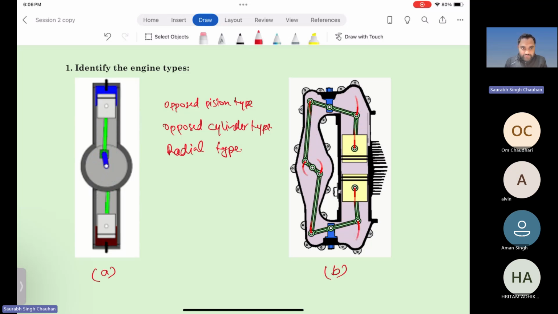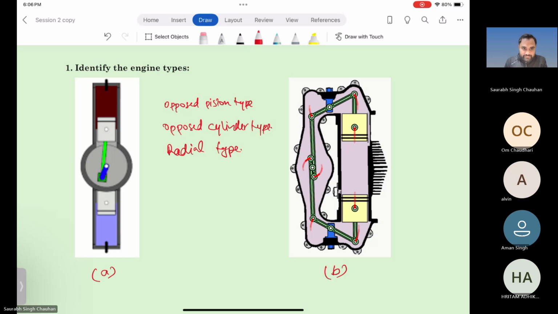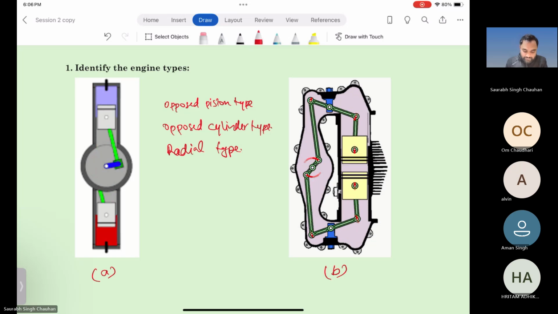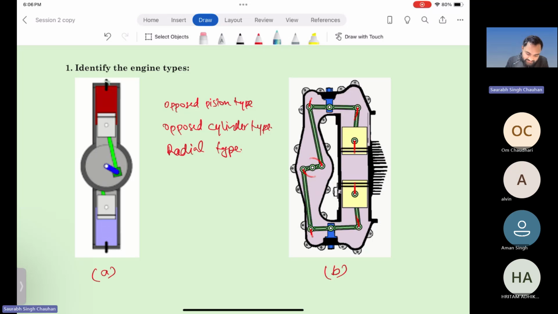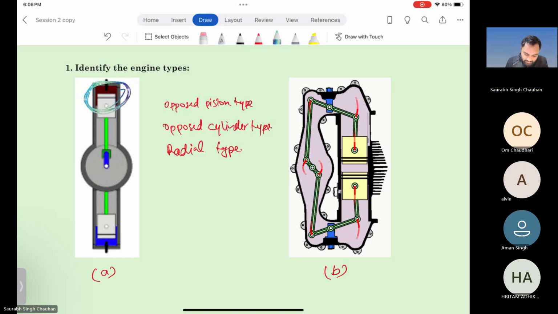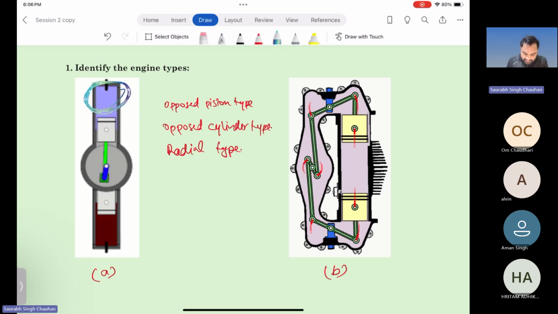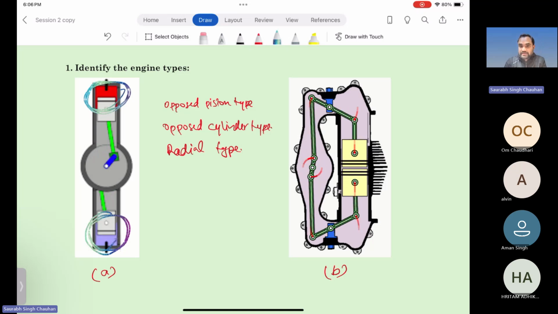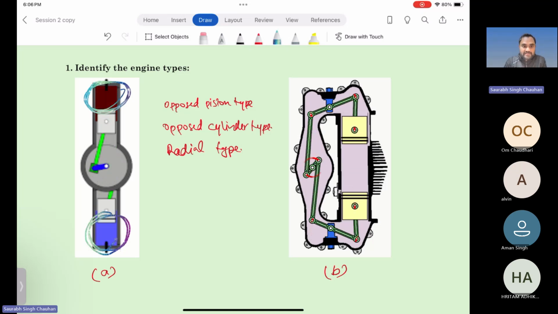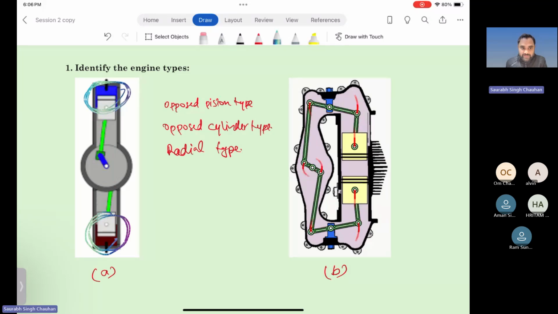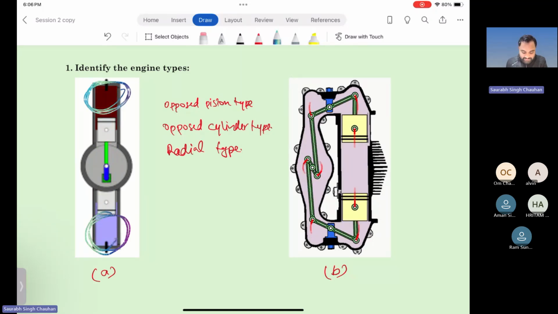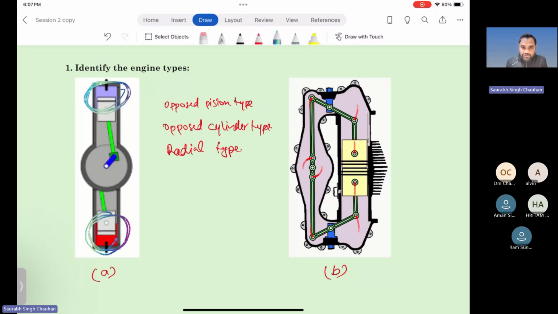Okay, so here you can see that this is your cylinder area, right? And this is the cylinder area of another cylinder. Okay, so two different areas, right? And two different cylinders, two different pistons, and they are in opposite direction. So this is opposed cylinder type.